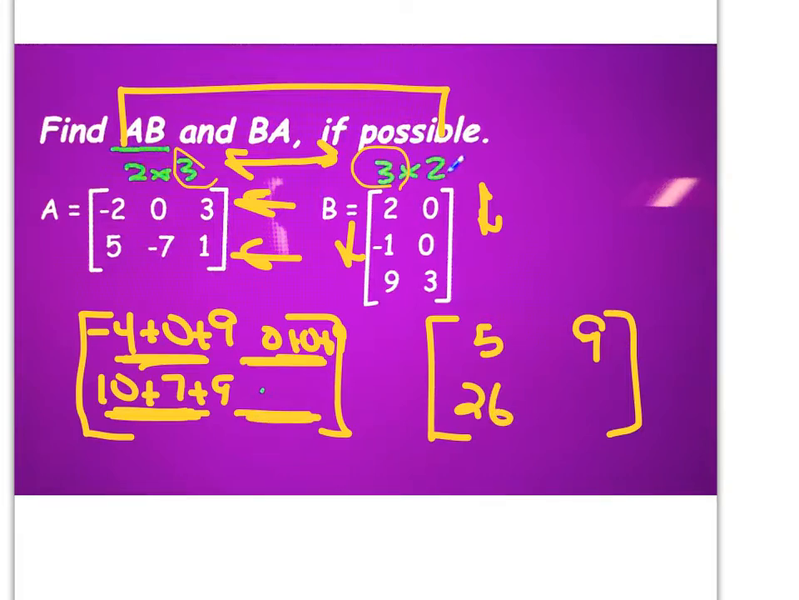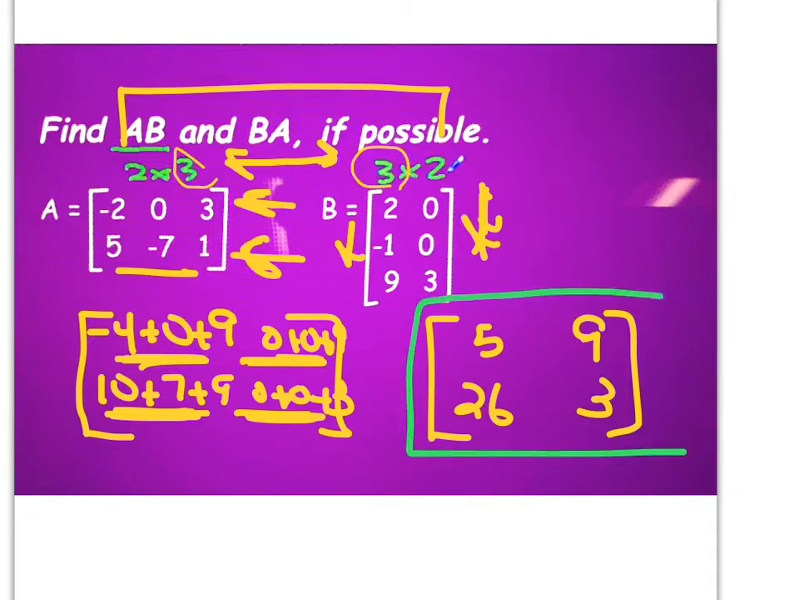And then the way I remember the last spot is I'm going to do the last row of this one times the last column of this one, or second row, second column. Go across, down. 5 times 0 is 0, negative 7 times 0, and 1 times 3. Add those together, you get 3. And what you have over here is your solution. That's what you get when you multiply those two.